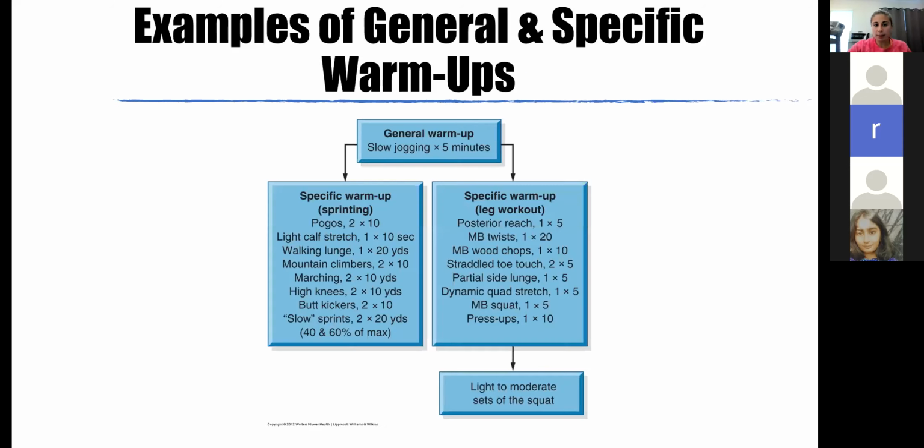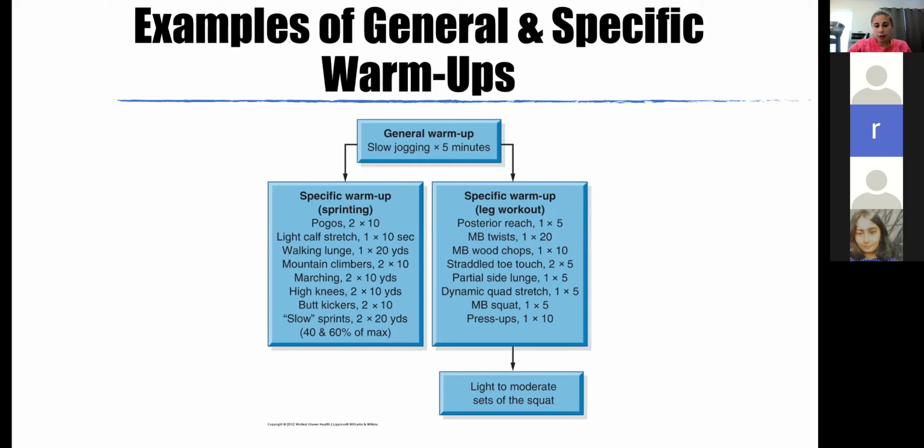So here's just some examples here, just looking at 2 different types of workouts. So one would be for sprinting and one would be a leg workout, okay? And you'll see the general warm-up could be the same for both activities. You can see here slow jogging, right? For 5 minutes, that's the general warm-up. And that can be used for sprinters or someone doing a leg workout.